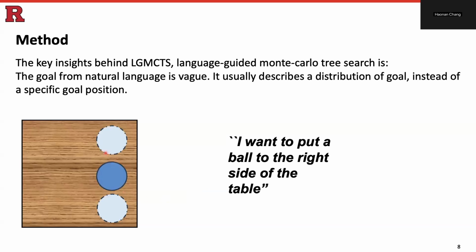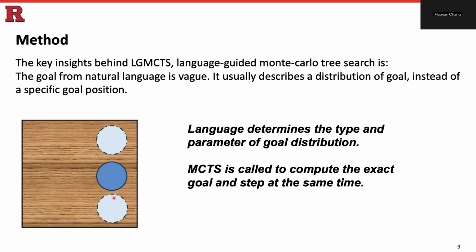I'm not talking about a pose like 111, 222, 333. I'm actually talking about a region. And if I put this object in any part of this region, it fits my goal. So this is a key observation. Language determines the type and parameters of the goal distribution. And we use MCTS to compute the exact goal and the steps we need to take at the same time.